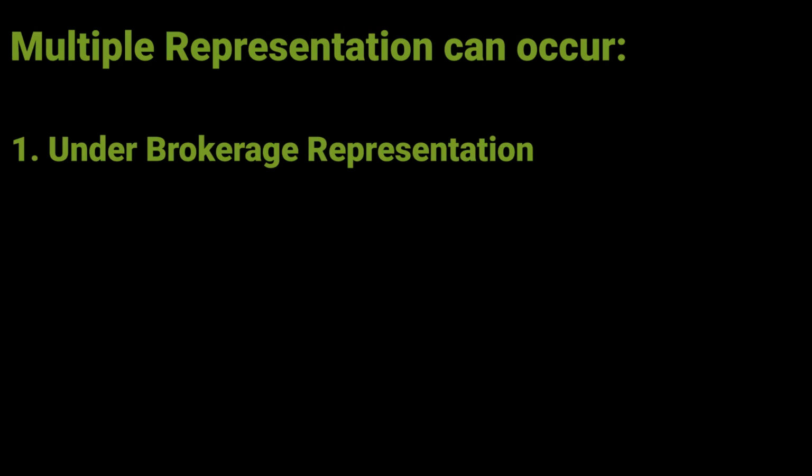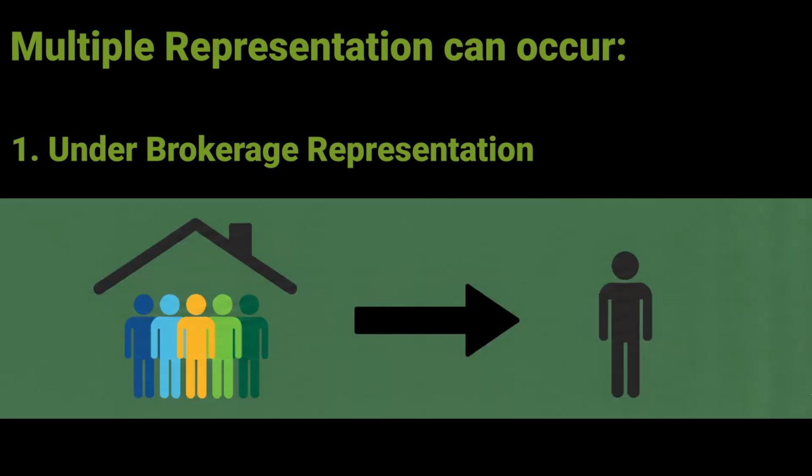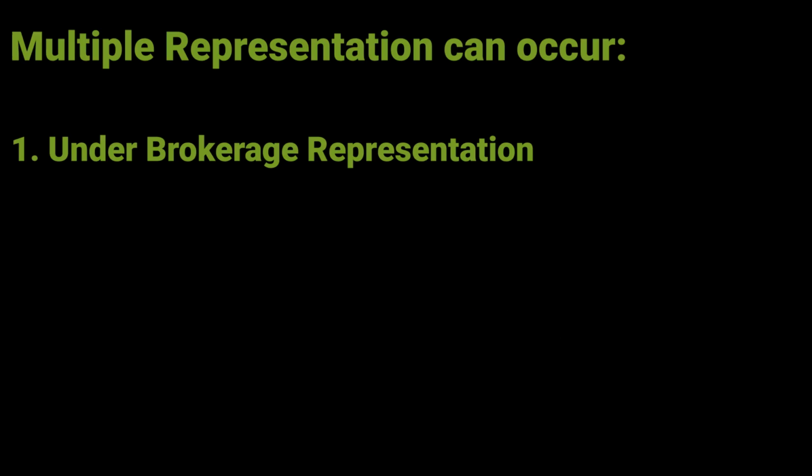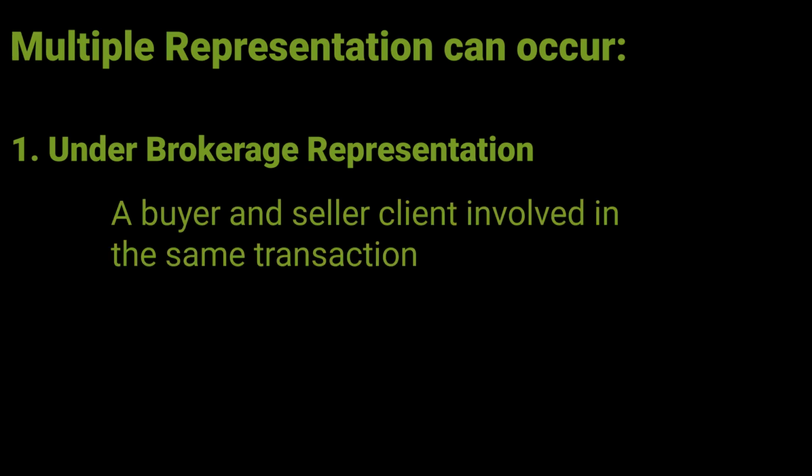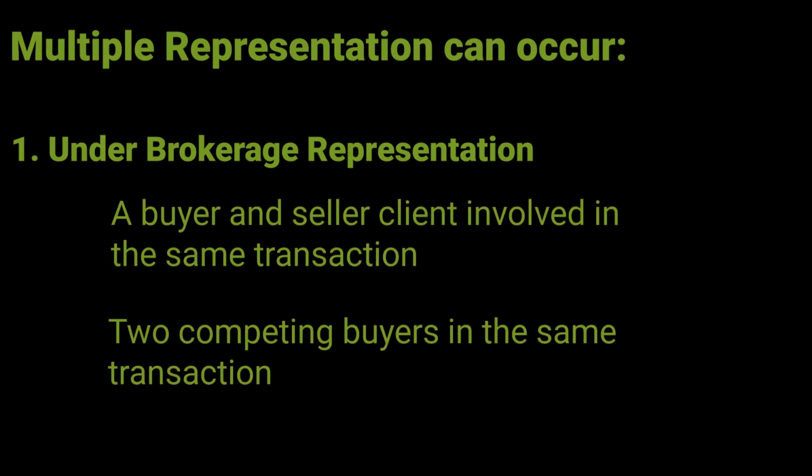There are two ways that multiple representation can occur. Firstly, if operating under brokerage representation, remember the entire brokerage and all of its agents are bound by the same duties to the client. So, if a brokerage operating under brokerage representation had a buyer and a seller client, or two competing buyer clients in the same transaction, they would be under multiple representation.